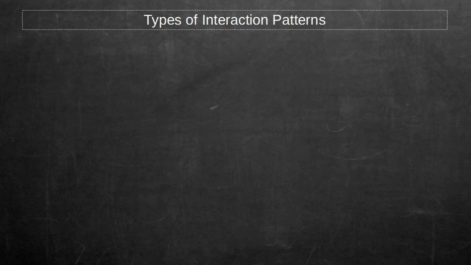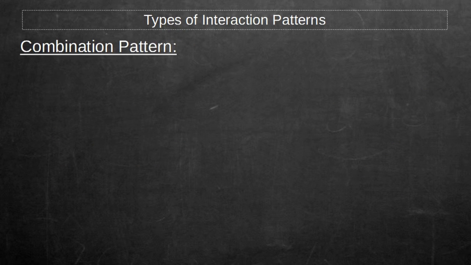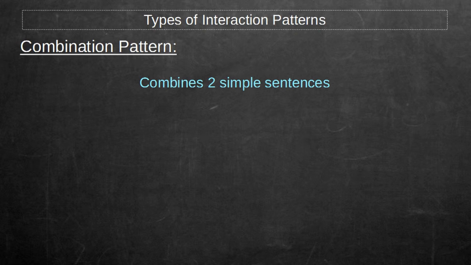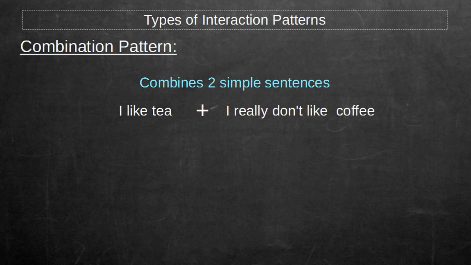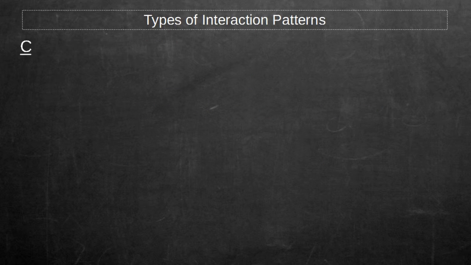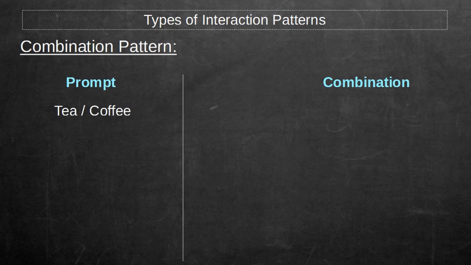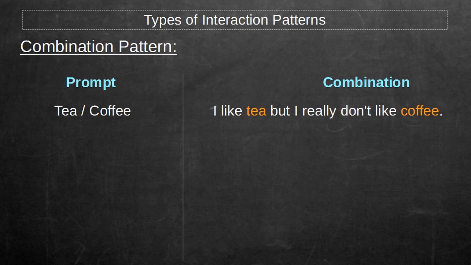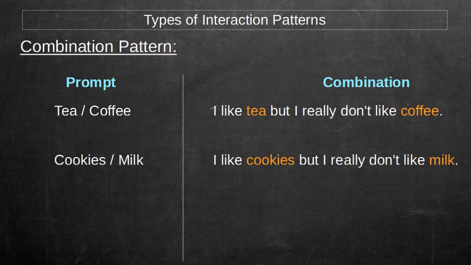Another type of pattern is the combination pattern. This is when you combine two simple sentences into one big one. For example, I like tea is one sentence, and I really don't like coffee is another sentence, and they can be combined. So the prompt would look something like this, tea/coffee, and then the answer would be the combination sentence, I like tea, but I really don't like coffee. Cookies/milk. I like cookies, but I really don't like milk.